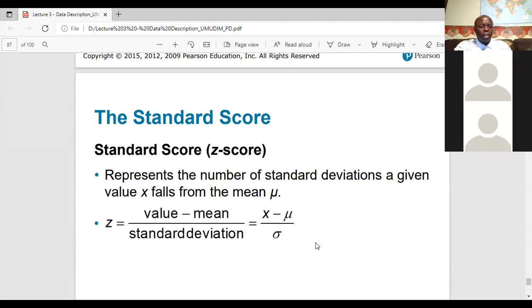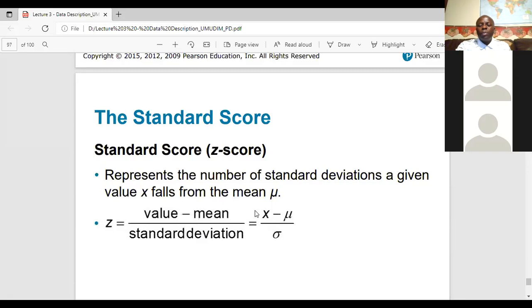Now, the last measure of variation we'll be looking at will be the standard score. This is the easiest of them to calculate, and we are going to meet the standard score again when we start doing normal distribution. The standard score represents the number of standard deviations a given X value falls from the mean. So the formula is: value minus mean, divided by standard deviation.